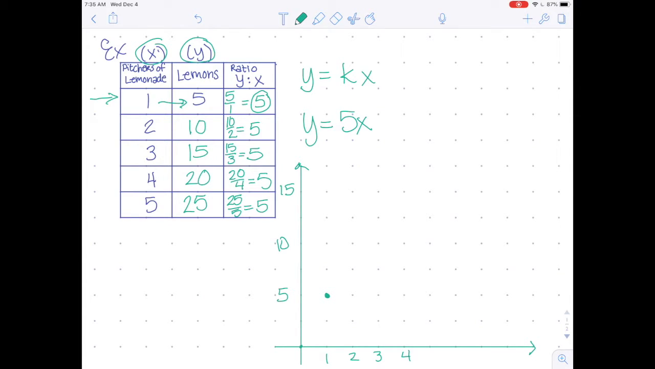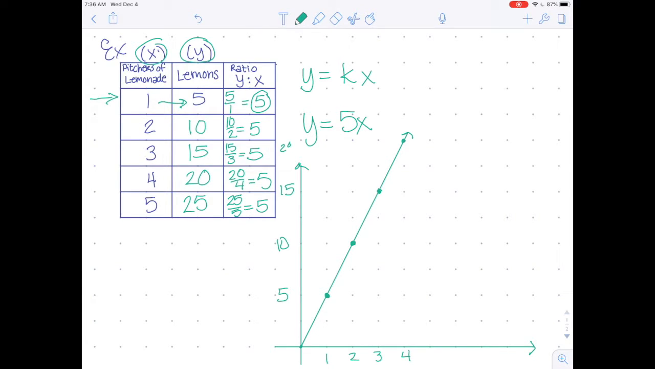2 is over 2, up 10. We're just graphing these points that we got from the table over here. 3 is over 3, up 15. And we're running out of spots. 20 would be about right here, so 4 would be over 4, up 20. And then we could just connect the dots with a line through them. And that would be how you graph your direct variation equation.